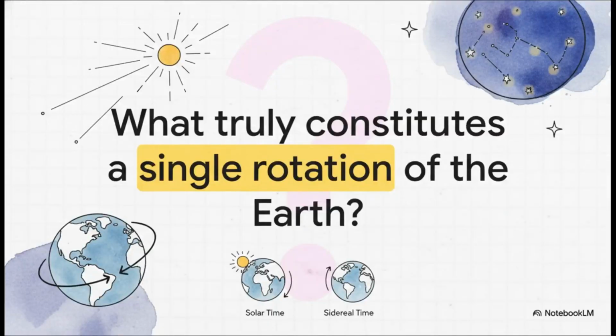So that brings us to a really fundamental question. What truly is a single full rotation of our planet? Now, if you asked most people, they'd say 24 hours, and for our day-to-day lives, that answer works perfectly fine. But from an astronomical perspective, that's not the whole story. The real answer depends entirely on your frame of reference.